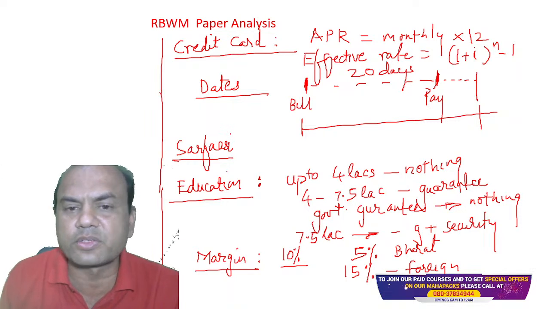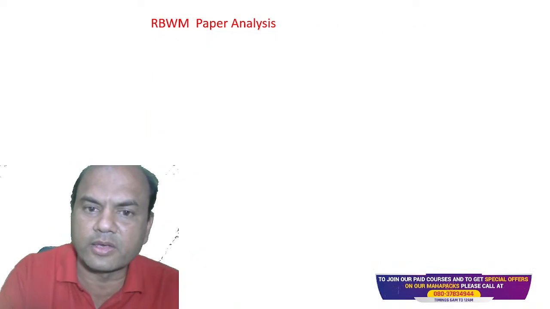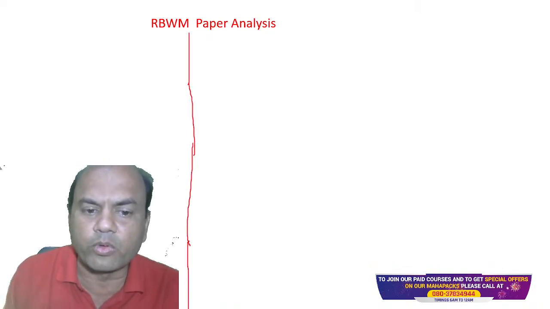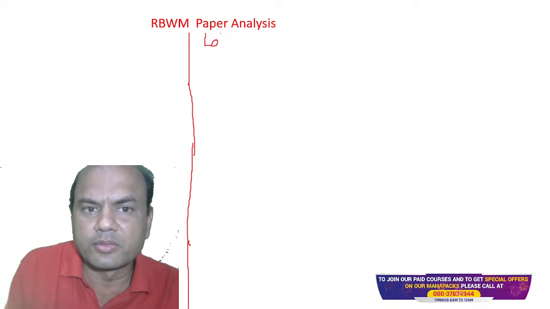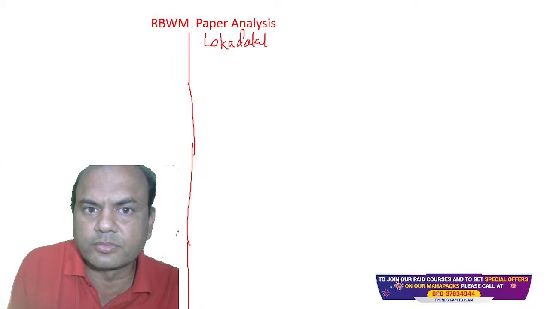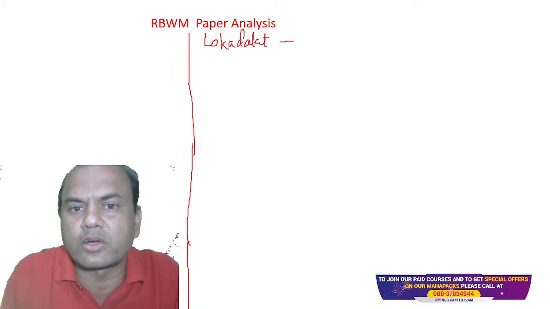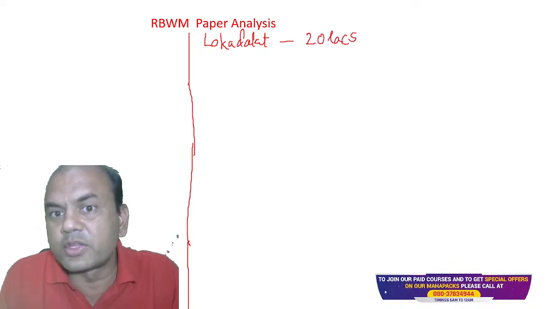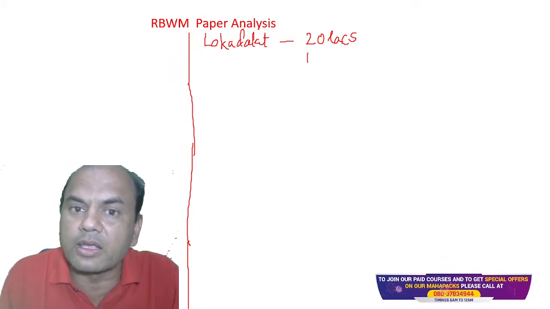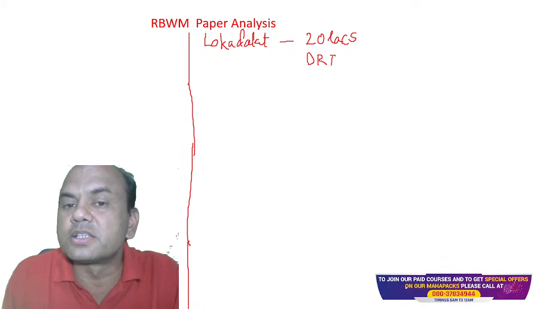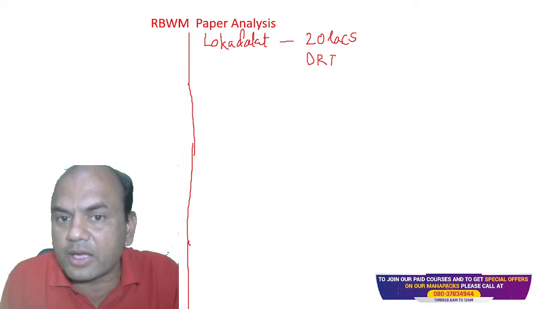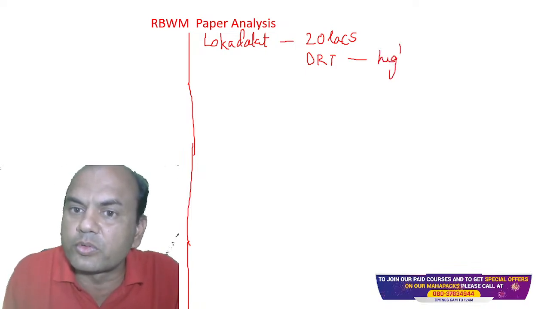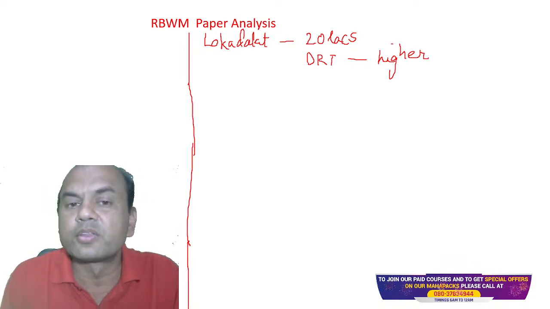Now the next question was on Lok Adalat. What are the Lok Adalat schemes here? The question asked is, up to what limit for Lok Adalat? 20 lakhs. Remember, 20 lakhs. But if the Lok Adalat has been called by DRT, there is a separate clause: the 20 lakhs limit is not there, and it can go for a higher amount also, only if it is called by DRT.